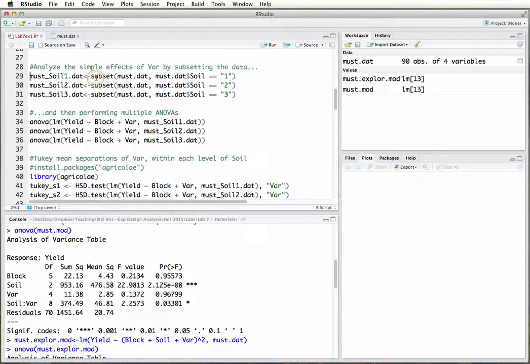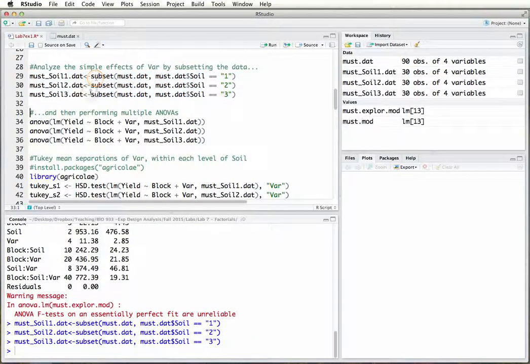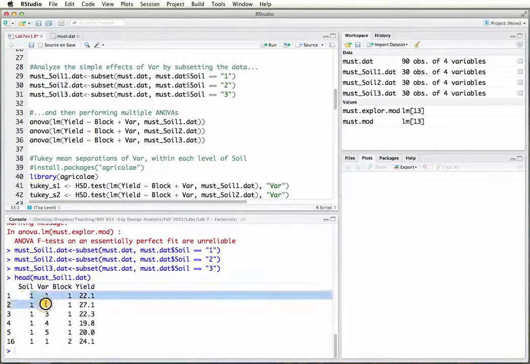So if I'm going to create all my subsets of data, I called it must soil 1. That's one of them. Let's head that and just take a look at must soil 1.dat. You can see that the only guys in this subset of data are those that receive soil 1. So soil 1, as I was saying before, becomes a non-distinguishing factor in terms of the yields that we have here. So it essentially drops out of the equation, and my linear model only includes the 2 informative factors that remain.